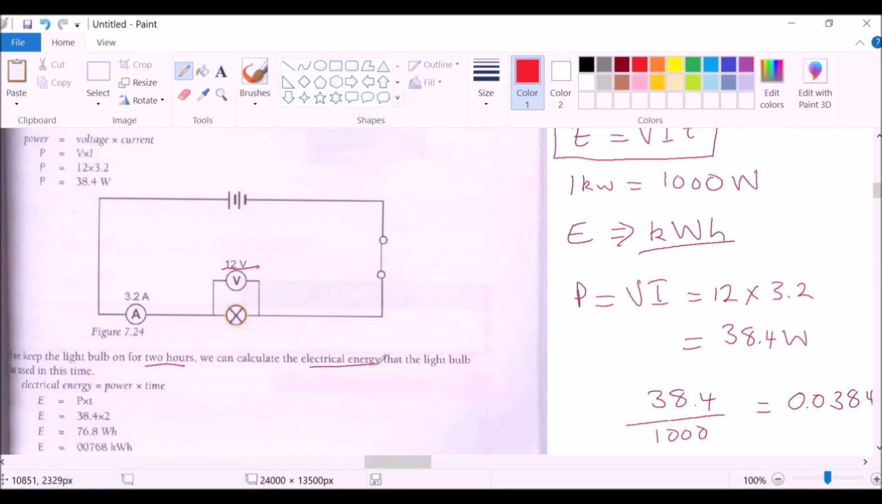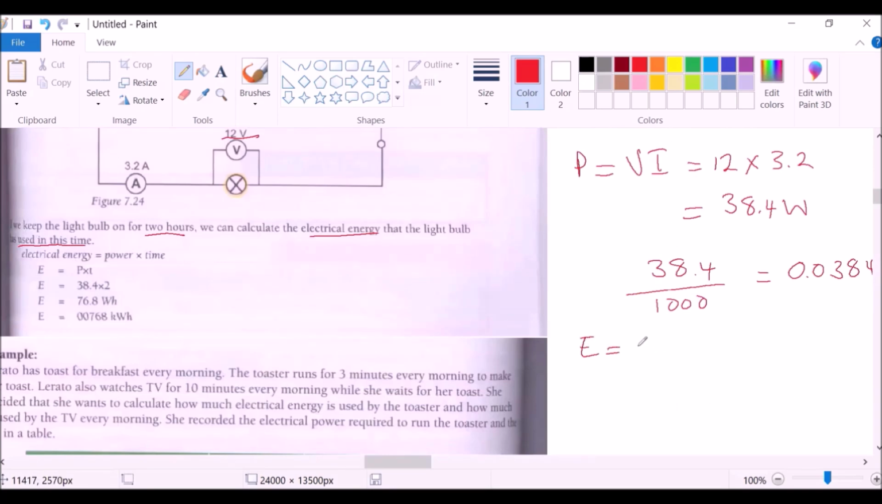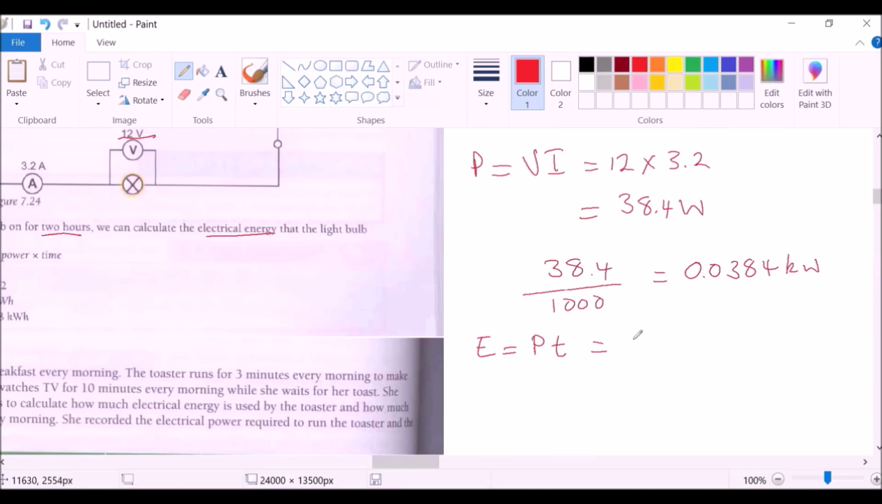The light bulb is kept on for 2 hours. Calculate the electrical energy the light bulb used in this time. From E is equal to power times time, you can say electrical energy used is 0.0384 times 2. So this is kilowatt and this is hours. This will give us 0.0768 kilowatt hours.